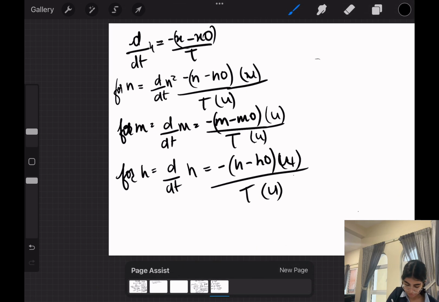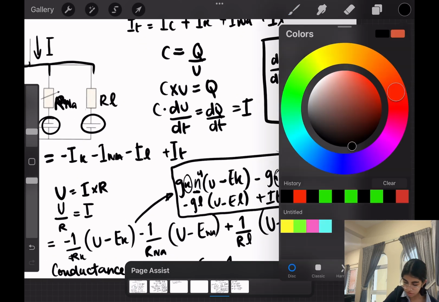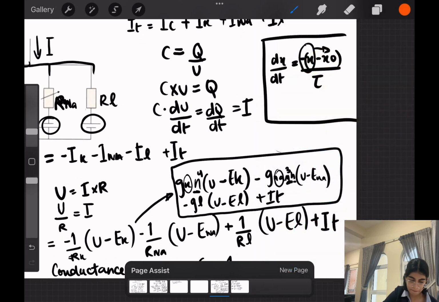So let me go back to this equation and change the color. The first equation represents the conservation of current, and the first term on the right side represents the sodium current. Which means the current that can pass through the sodium channels that allow sodium ions to pass through when open. Second is the potassium current, and third is the leak current. So the whole thing is driven by a stimulus, which is IT. This is the stimulus.